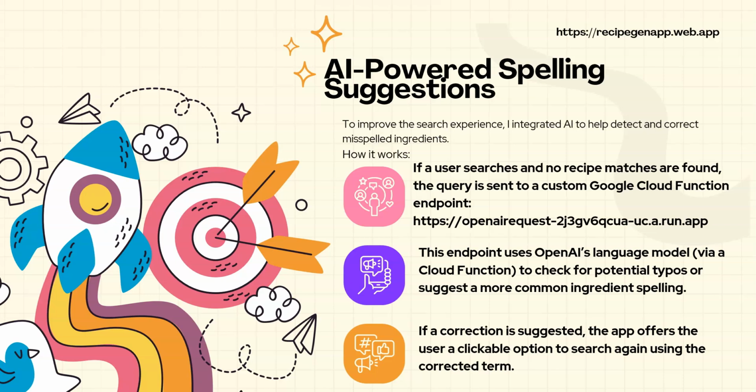AI-powered spelling suggestions. To improve the search experience, I integrated AI to help detect and correct misspelled ingredients. If a user searches and no recipe matches are found, the query is sent to a custom Google Cloud function at this endpoint. The endpoint uses OpenAI's language model via a cloud function to check for potential typos or suggest a more common ingredient spelling. If a correction is suggested, the app offers the user a clickable option to search again using the corrected term.